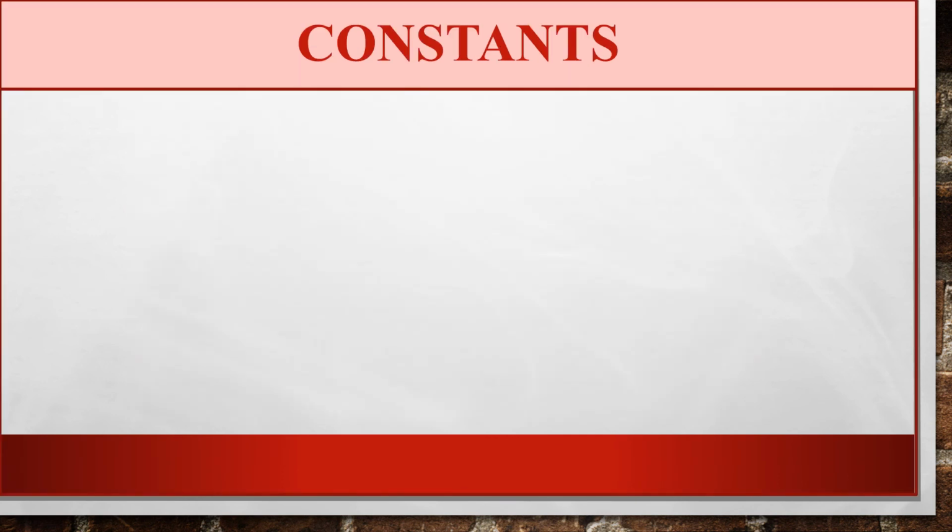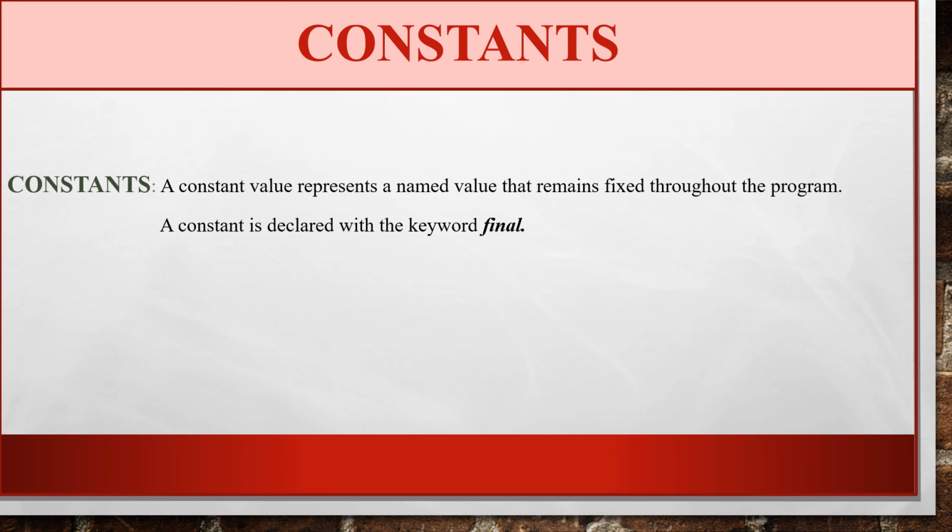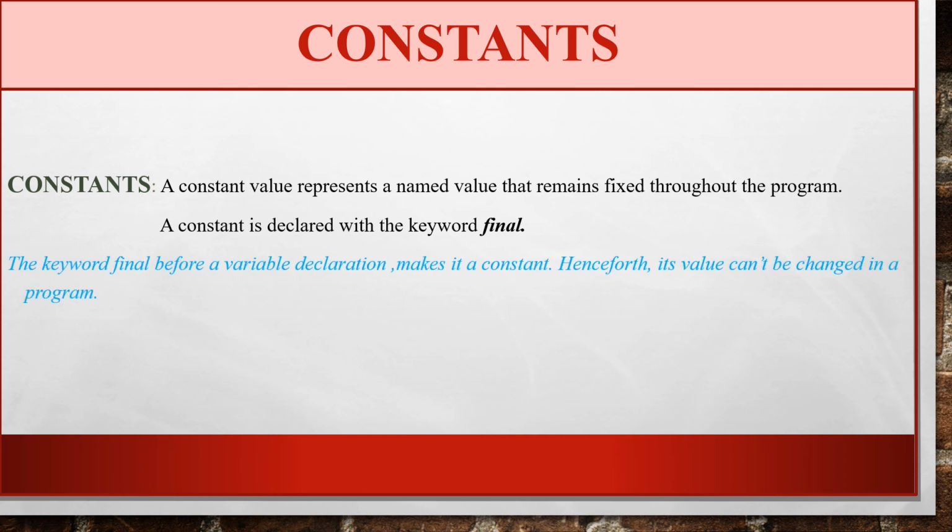Next one is constants. A constant value represents a named value that remains fixed throughout the program. That means the value of the variable which we want to keep fixed throughout the program, we may declare it as a constant, and the constants are declared with the keyword final. The keyword final before a variable declaration makes it a constant.